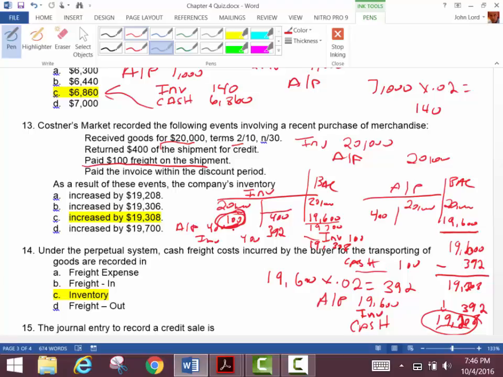Okay. Then what? Then I go ahead and I do what? The mysteriously collapsing table, right? Then I go ahead and I do what? I return, you want to return the 400? Okay, so I go ahead and I return 400. When I return 400, this comes to 19,600. The account payable comes to what? 19,600. Okay, good.